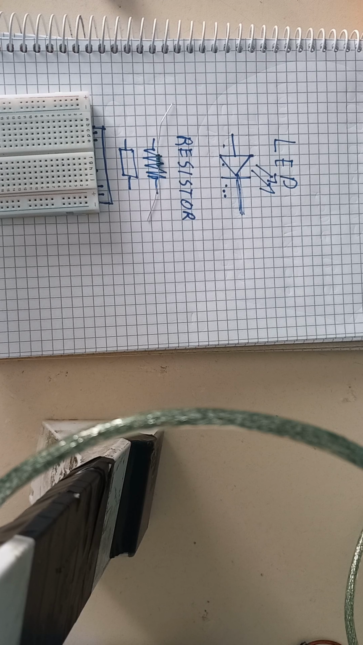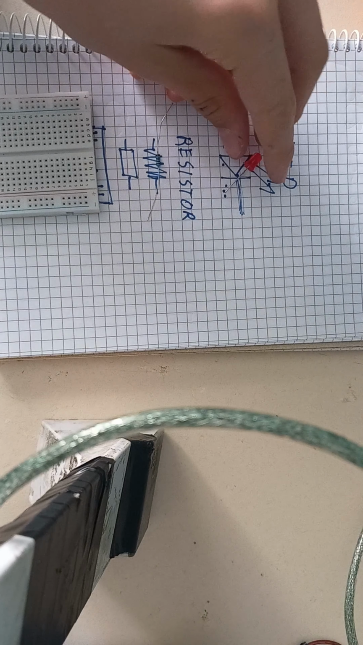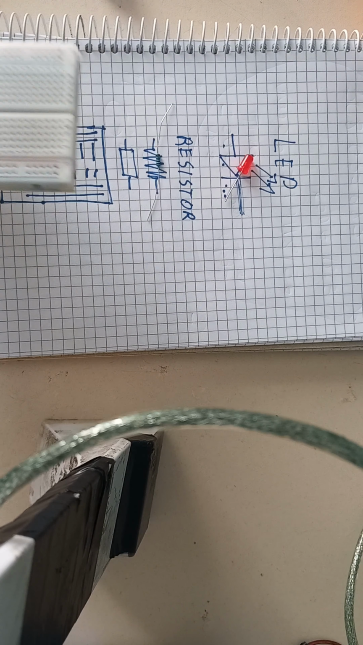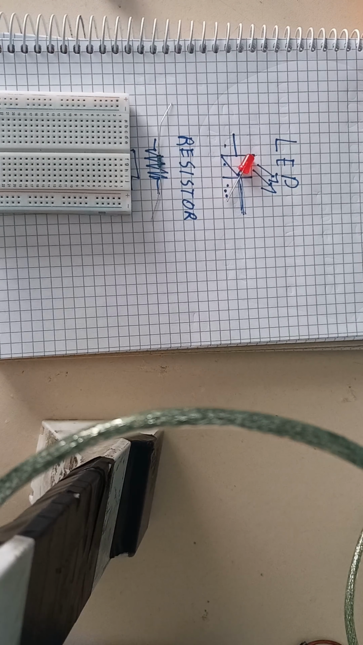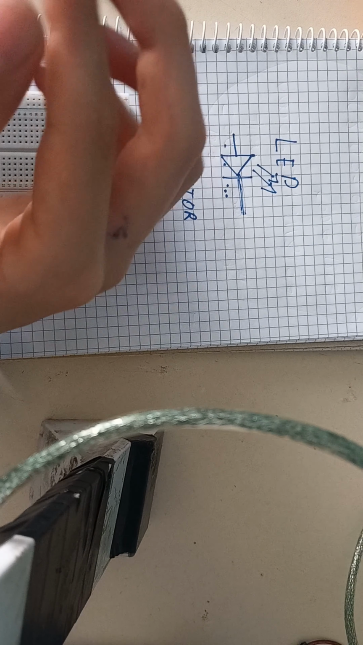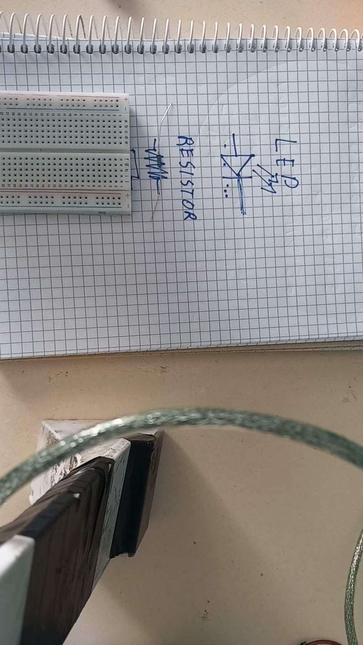Today I will be explaining what an LED does, what a resistor does, and what a breadboard does. So first of all, let's start with an LED because it's the easiest one. As you can see, this is a red LED. LED stands for light emitting diode.